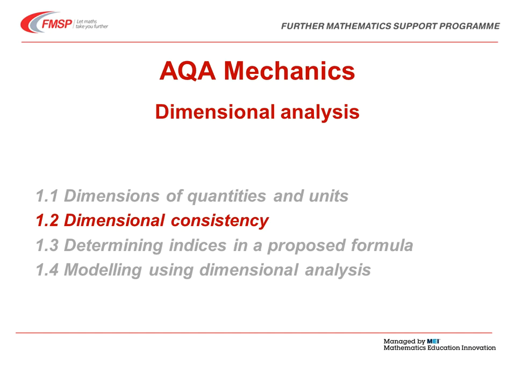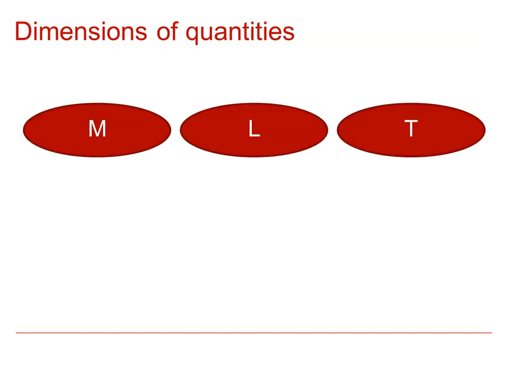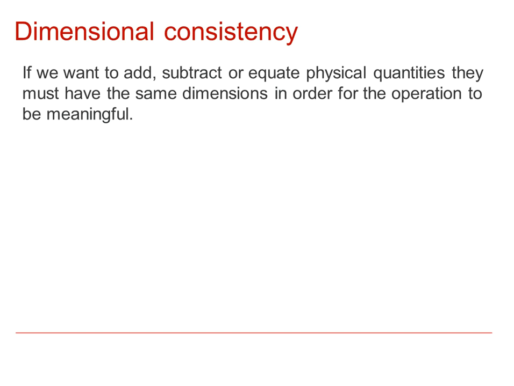This is a video for AQA Mechanics, Dimensional Analysis, Section 1.2, where we're looking at dimensional consistency of equations. In the first video we introduced the three fundamental dimensions of quantities: mass, length and time. And we can use these to check whether possible equations are going to be correct or not, looking at the dimensions of equations.